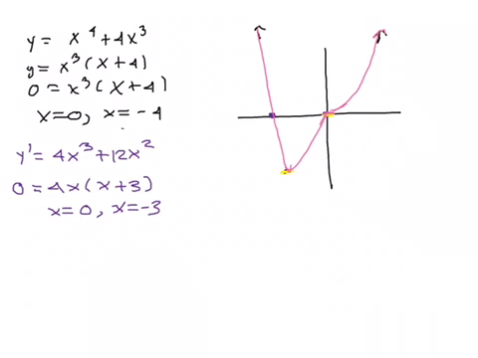So let's go make our sign chart for this thing. This is the sign chart for our derivative function. We're going to look at our critical values. Our critical values were 0 and, whoops, they are -3 and 0.